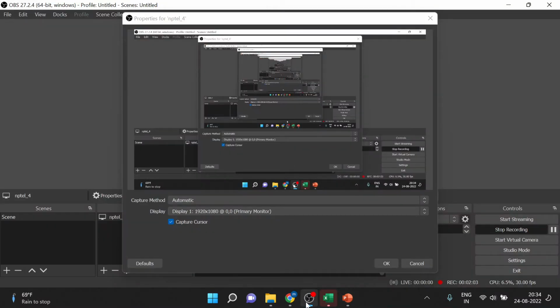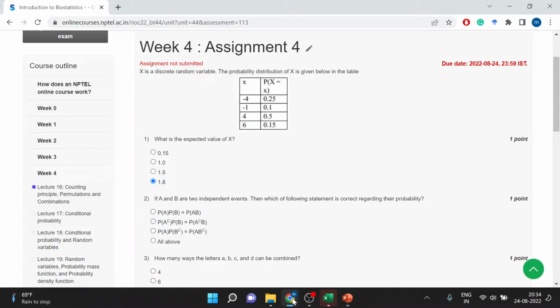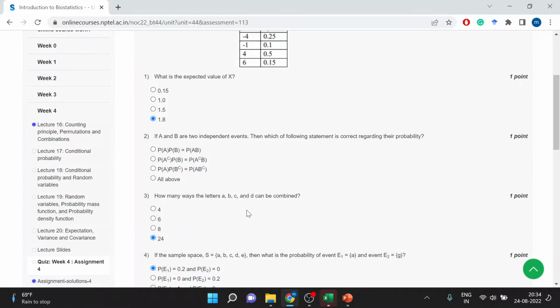Next question is a little more theoretical. Given that A and B are two independent events, which of the following statements is correct regarding their probability? We know that when two sets A and B are independent, then P of AB is equal to P of A into P of B, which is the first option.